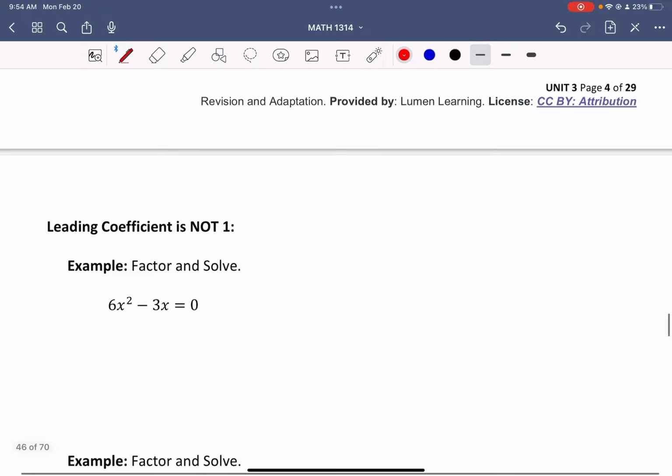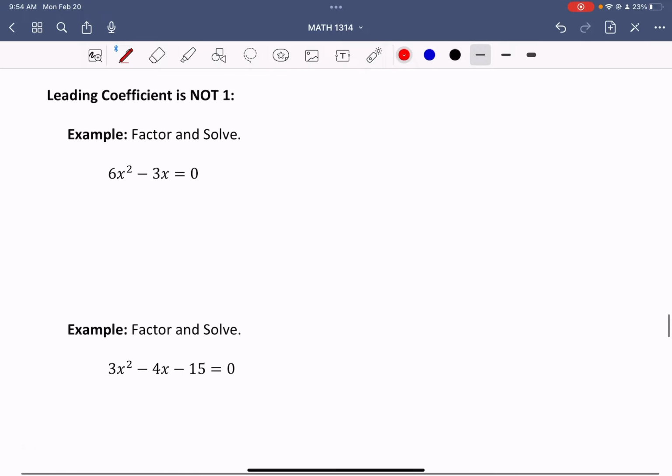Another situation we're going to encounter is, what about if the lead coefficient is not 1? Well, let's look at 2 examples and we'll go from there. The first example I'm going to look at and say, okay, well, I can see that my lead number on that x squared is not a 1. So maybe consider, or we could say first, look for the GCF.